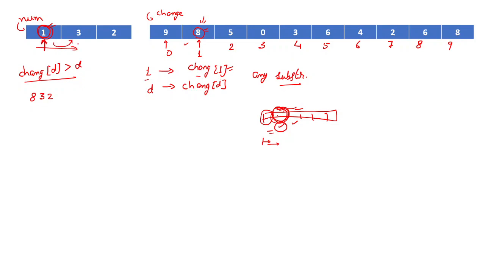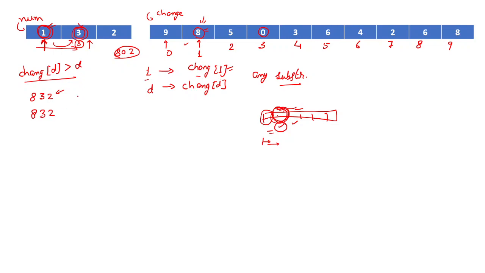Now we'll move to this particular 3. Let's see if we replace this 3 with change of 3, are we getting an increased value or not. If we replace this with change of 3, the value will be 802, which is not greater than what we currently have. So we won't change this, and after taking this digit into account, the value we have got is 832.